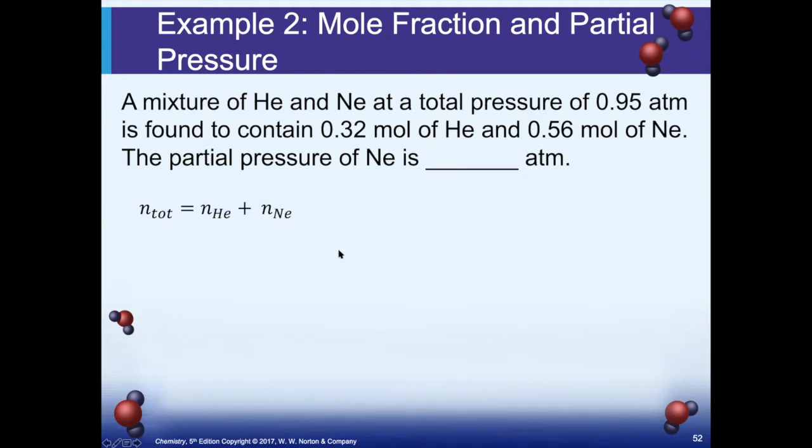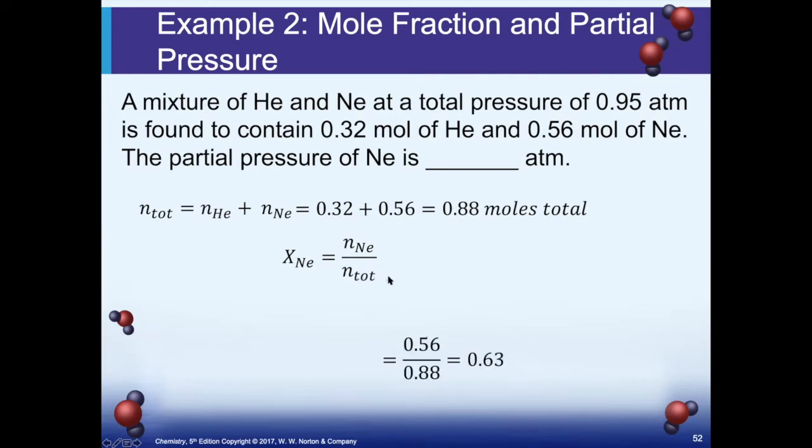Okay, so the total number of moles is just the moles of helium plus the moles of neon, so you can add those together to get 0.88. And so that means that the mole fraction of the neon is going to be the number of moles of neon divided by the total number of moles. So 0.56 divided by 0.88 equals 0.63.